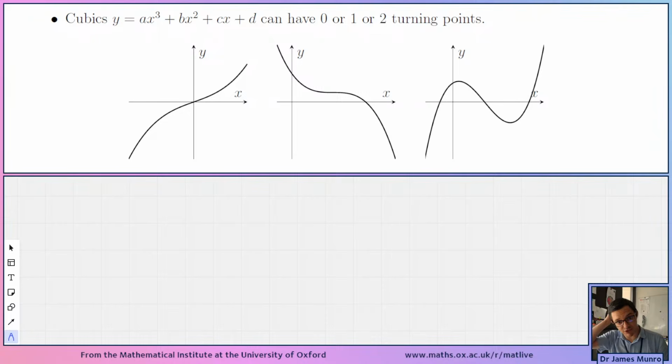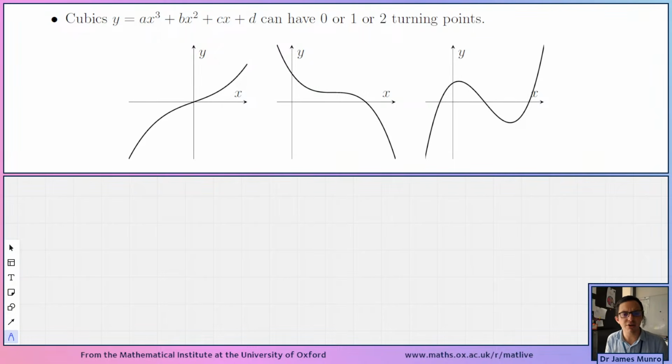Cubics are polynomials of degree 3. Because it's a polynomial of degree 3, its derivative is a polynomial of degree 2, a quadratic, so it might have 2 turning points. I've given you examples there with 2 turning points on the right, 1 stationary point on the curve in the middle, and the thing on the left has got no stationary points at all.